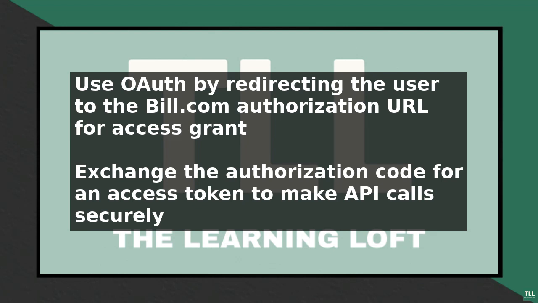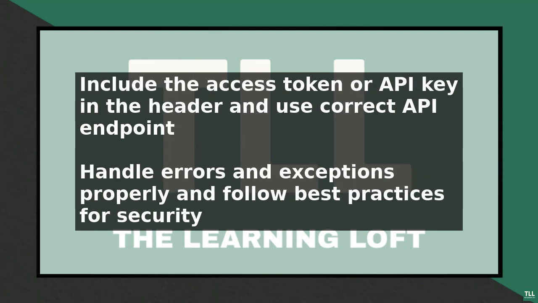If you choose to use API keys, you will need to include your API key and API secret in the header of each API request. This method is less secure than OAuth and should only be used for testing or internal applications. When making API calls, make sure to include the access token or API key in the header, and use the correct API endpoint and parameters.